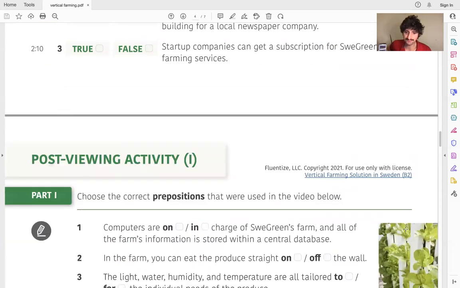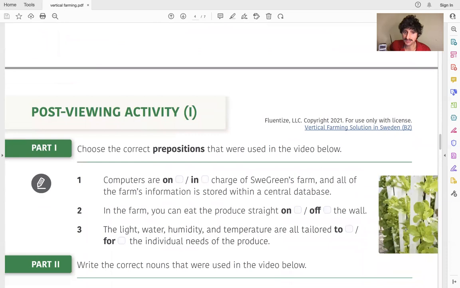Okay, all right, very good. So here we have some expressions. Okay, to be in charge. Okay, so computers are in charge of the Sweetgreen farm. Okay, now here you can eat the produce in this farm. You can eat the produce straight off the wall. Straight off the wall, meaning you can take the food and take it off the wall. I mean, just pick it out and eat it. You don't need to clean it. You don't need to disinfect it. Straight off the wall.